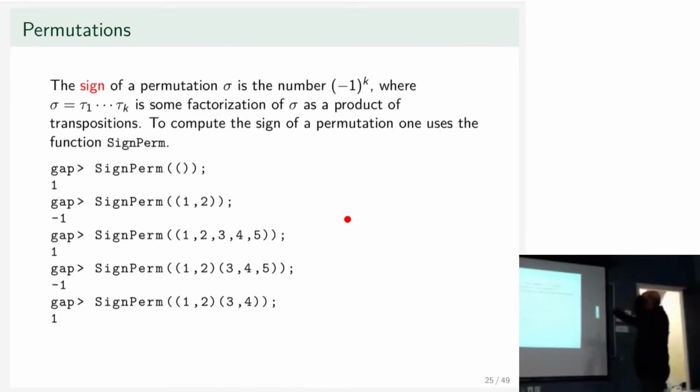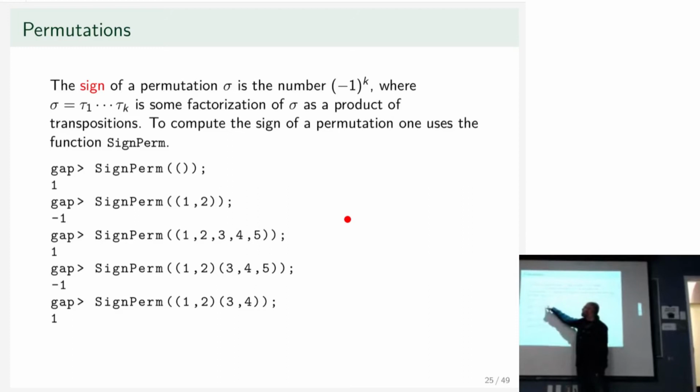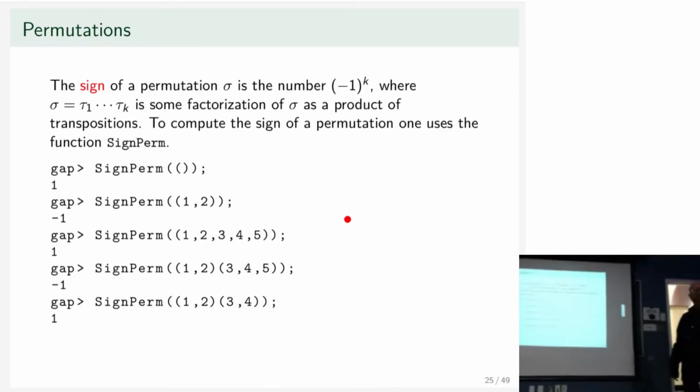Of course, you know this very nice invariant of permutations, the sign, right? So you can define the sign, for example, as (-1)^k, where k is the number of transpositions that you have in some factorization of your permutation as a product of transpositions, right? Very good. Well, to compute the sign, you just use this function, SignPerm. And well, this is, okay, 1, -1. I have several examples, okay? Is it clear?